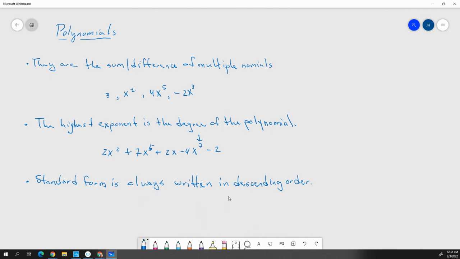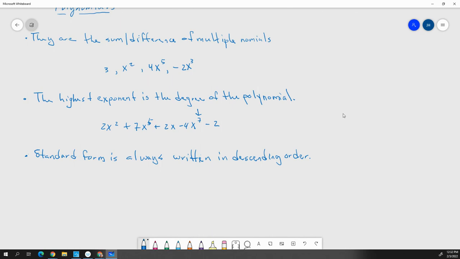So if I were to take this same problem that I had up here and write it in descending order, I would have to start with minus 4x to the 7th plus 7x to the 5th. And then we go to plus 2x squared plus 2x plus 2, right? That would be written in standard form, highest to lowest degree. And that's how we classify our polynomials. We classify them by the degree that we have.